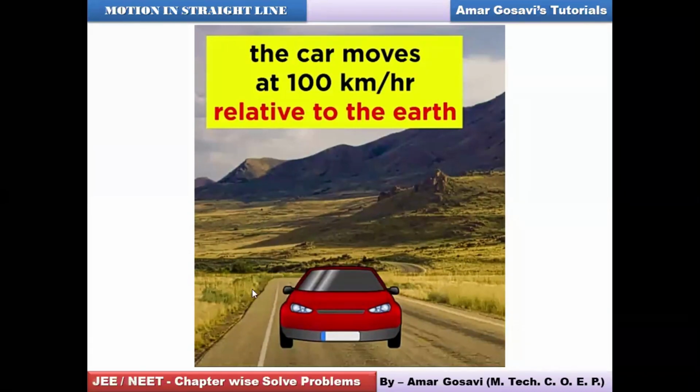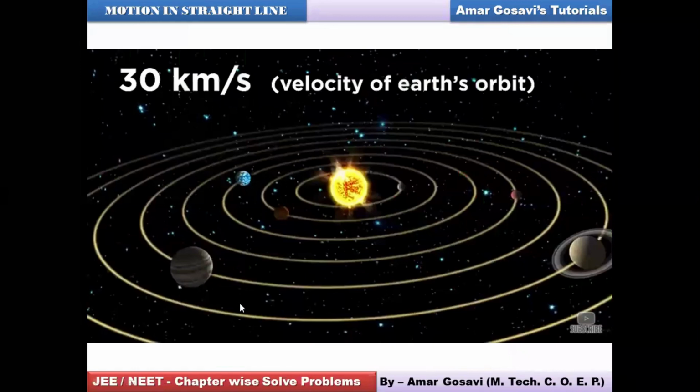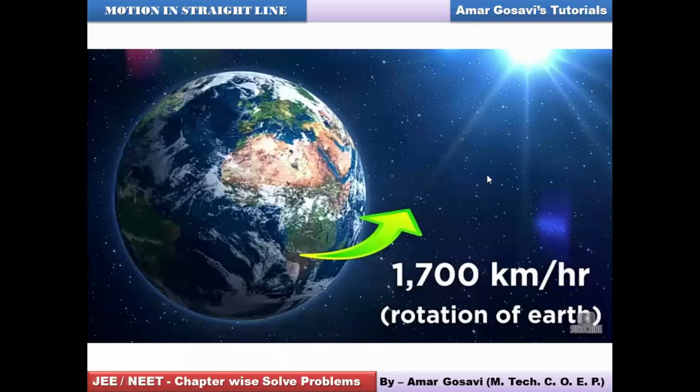But if the observer was not on the Earth and had been on the moon, then you can see the same car would move with a speed of 1700 kilometer per hour.